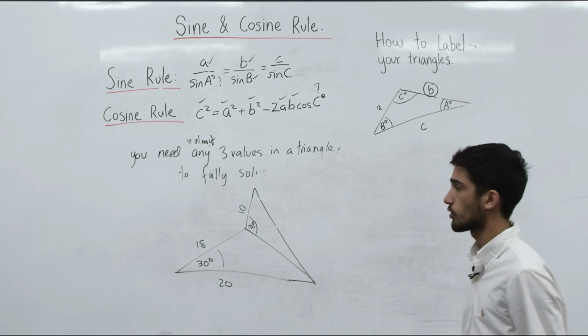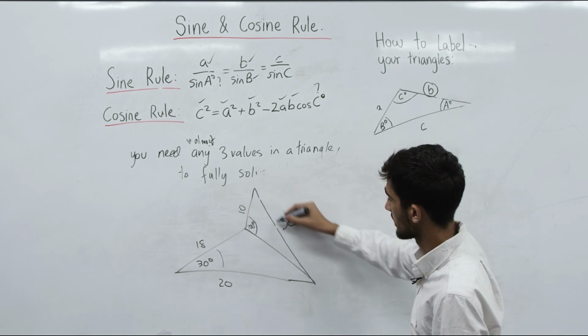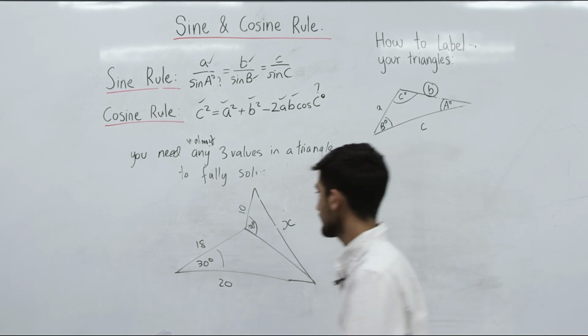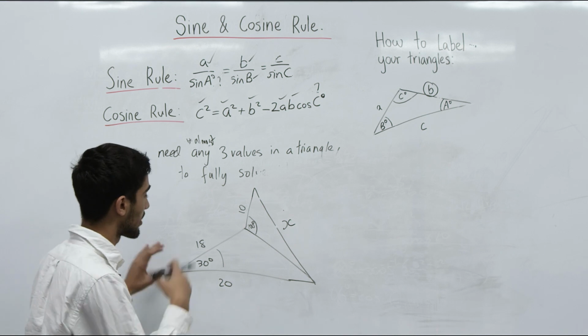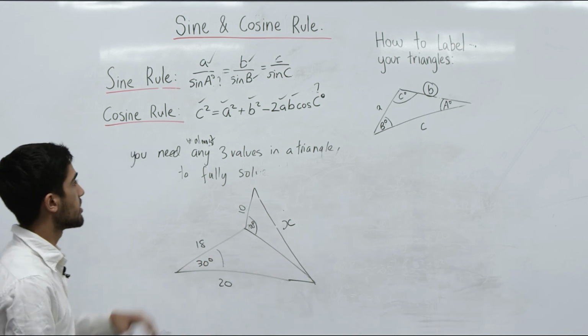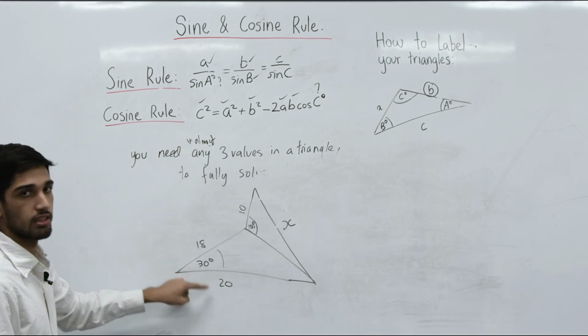And the challenge in this question is to find this length x. What's the length here? X. So the way we're going to do that is, and I'm not going to do it for you, but I'll give you a hint. How can we solve this triangle? Well, let's think about it. We need any three values as long as one of those values is the length of a side.